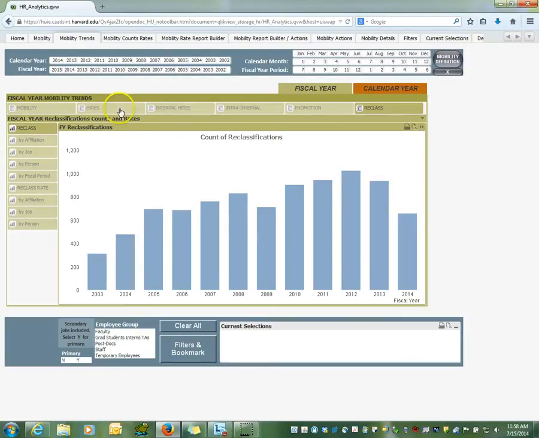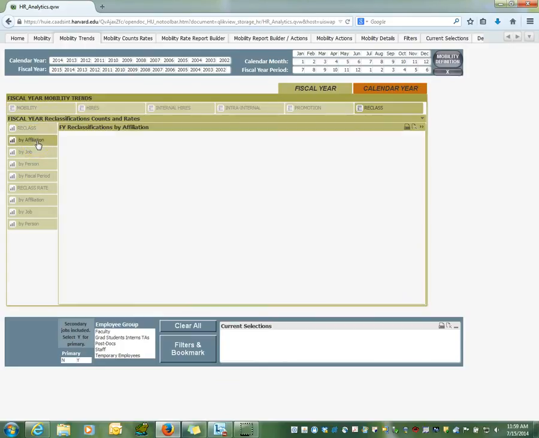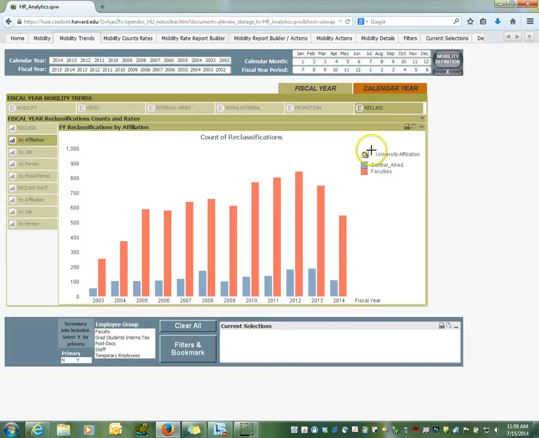Within each of these mobility types of actions, I present 9 different charts for you to drill into the data. So the first one is always just presenting the counts at a high level. The next 3 present the counts broken out by the 3 major categories with which we look at things, so by affiliation. There's cycle down functionality that lets you drill down from central to the schools, to the sub-affiliations, to the department levels.